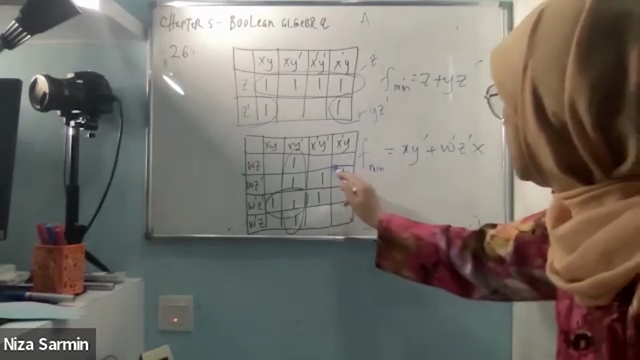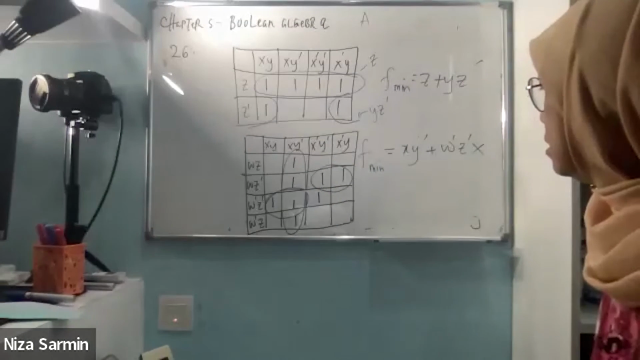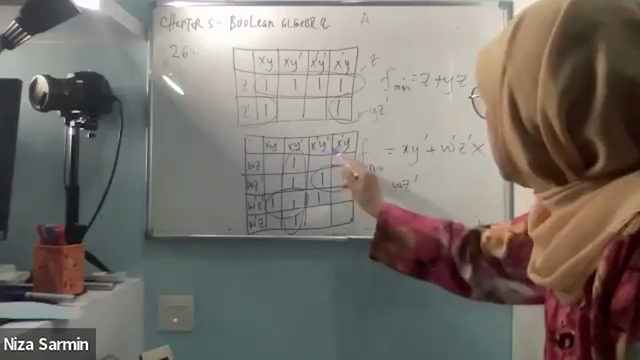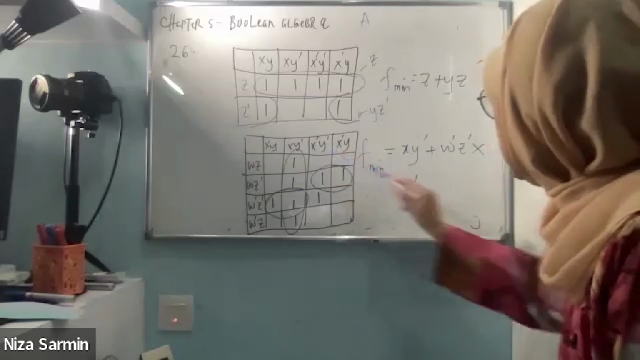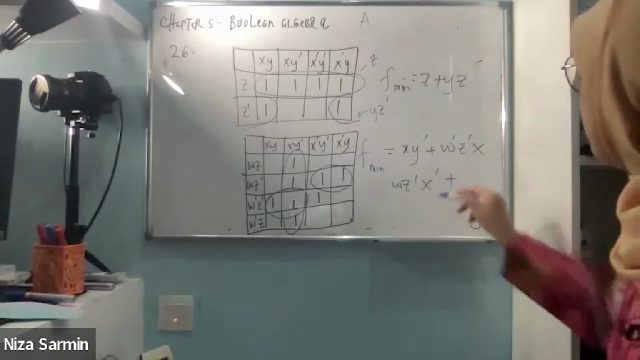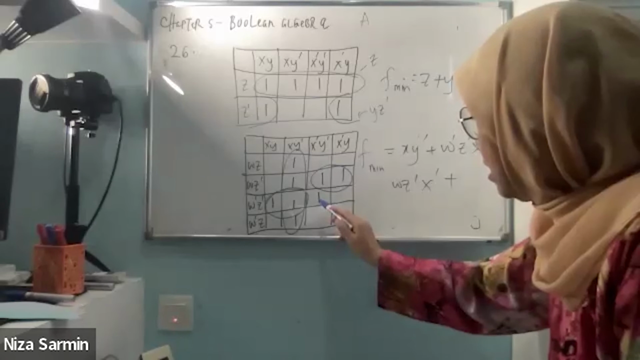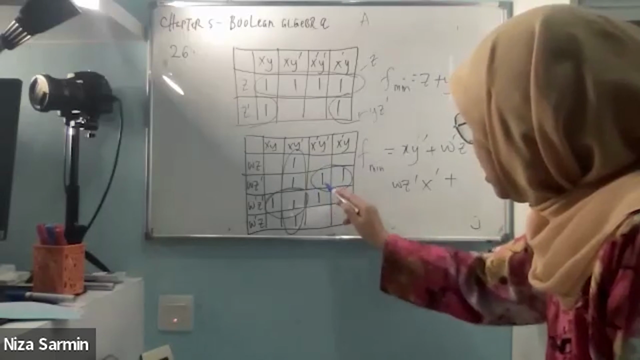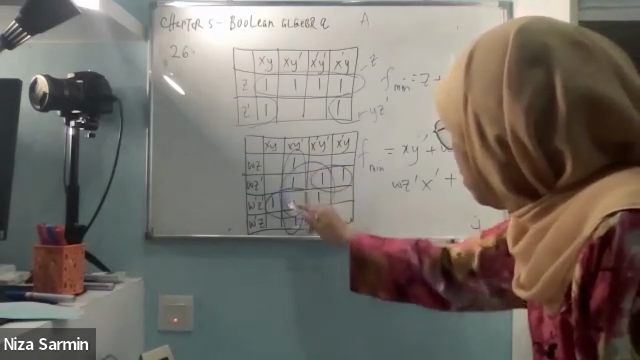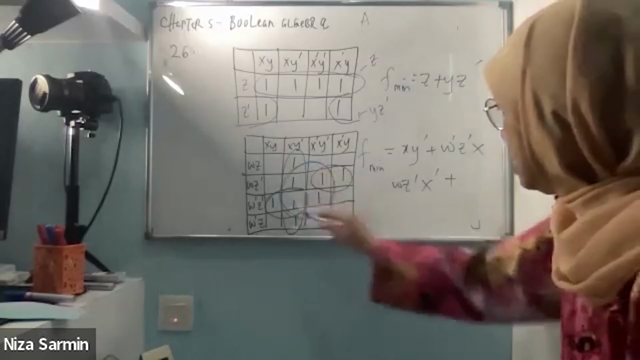What about this? That one is WZ prime for that one. And then this covers Y prime, so X prime. And then one left. This one. Actually, if you do just this, you can also do just this, but you can do this, 4. For this one, step 4.